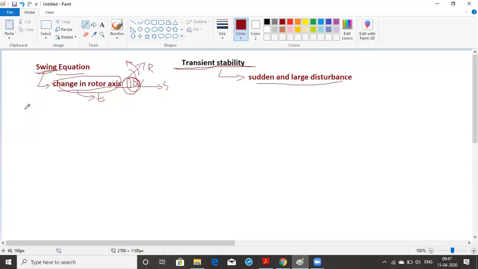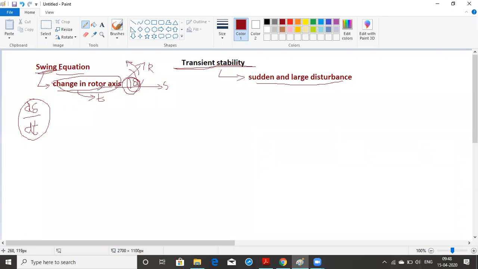That is, the relative motion of the rotor axis with respect to the stator axis is nothing but d delta, as a function of time, dt. So d delta divided by dt will help us find the swing equation. This is not exactly the swing equation; we need to derive it. So this is actually the definition of the swing equation.